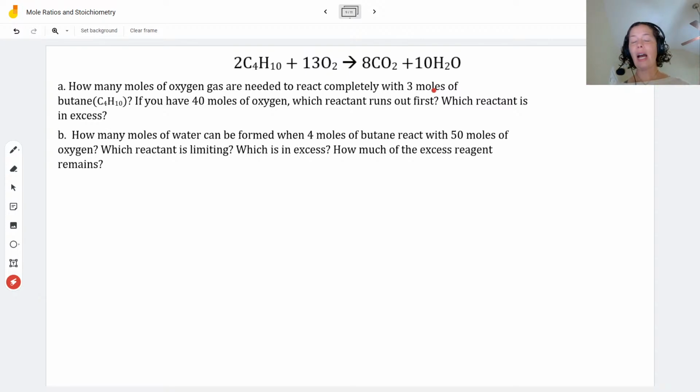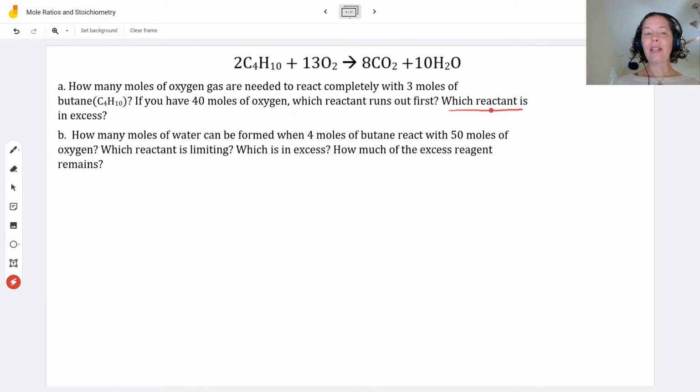That means we've got a stoichiometry problem. So for part A, I just have what I would call simple stoichiometry. I know how many moles of butane I have, and I want to predict moles of oxygen gas. But let's talk a little bit about the second part of the problem before we get into calculations. The second one says if you have 40 moles of oxygen, which reactant runs out first? So now we've added more information into the mix. Now I know I've got 3 moles of butane and 40 moles of oxygen. So I have information on both of my reactants. That tells me I've got a limiting reactant problem.